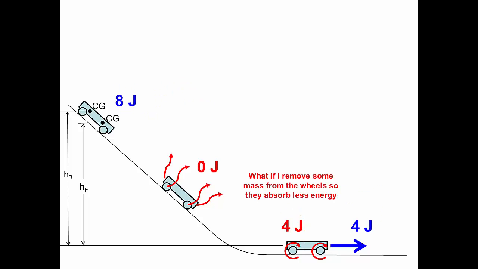Now what if I could remove some of the mass of the wheels and change our mass moment of inertia so that they absorb less energy? If I can reduce the energy that goes into the rotation of the wheels, then that energy in turn has to contribute to the translation of the vehicle, and the car will go faster.